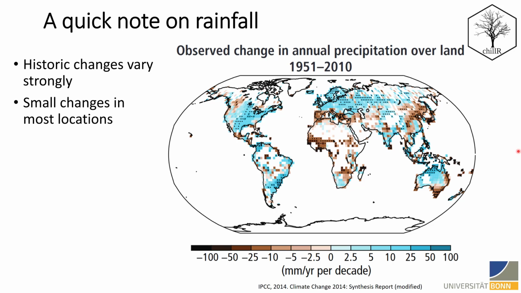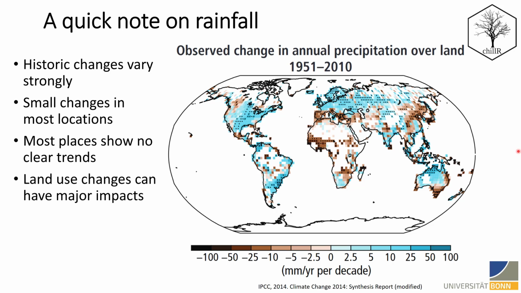But in most locations the changes are small, and most places actually show no clear trends at all. It is also important to consider that we're talking about a time frame of 60 years here. This is the data: what's evaluated here is a data set from 1951 to 2010. And over this time frame, many regions have seen rather massive land use changes.